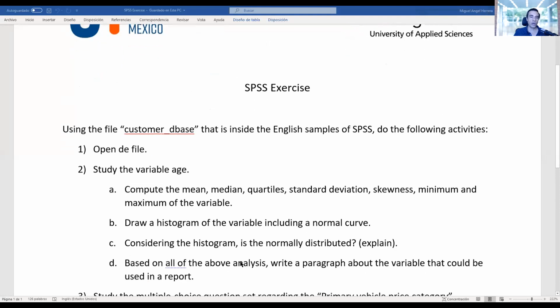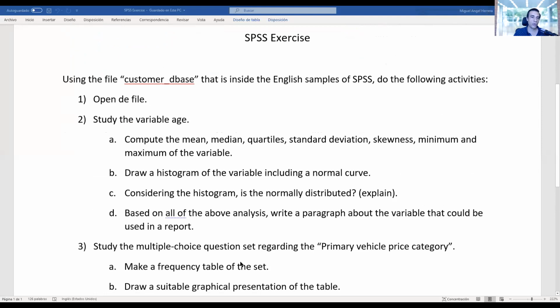What we are going to be doing is working with a file called customer dbase. It is inside the English samples folder of SPSS. So in order that all of us are working at the same time, please go and try to open it. I'm going to wait right here. I already have it open, of course, but you have to go and open the file. Be sure that it's the English one, so there is no mistake.